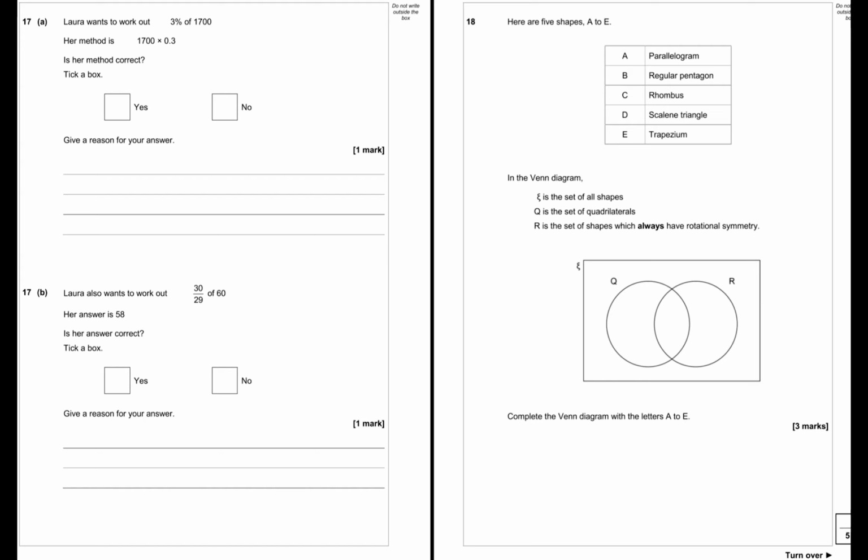Question 17a. Laura wants to work out 3% of 1700. Her method is 1700 times 0.3. Is her method correct? Tick a box. 3%? I don't think so. 0.3 is not 3%. 0.3 is 30%. So we're going to pick no. Give a reason for your answer. That's your reason there. We could also say 3% is equal to 0.03, and that would be correct.